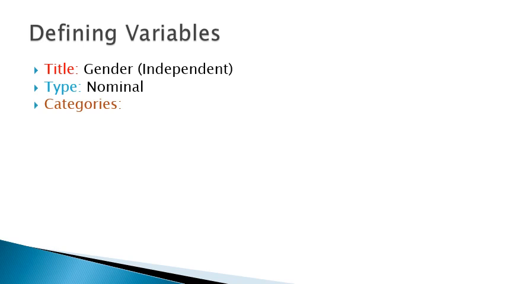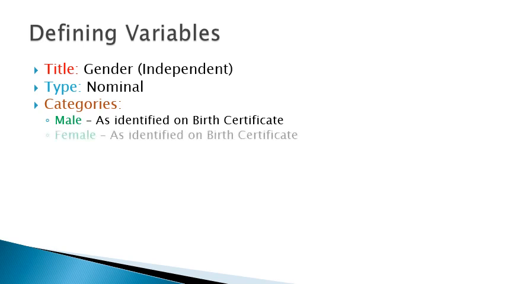All right, because it is a nominal variable, the next thing I need to explain is what are the categories. So I am going to have gender listed as male, and the way I'm going to define male is as identified on the birth certificate. And then I'm going to have another category called female, and it's going to be identified as what was on the birth certificate. Now I can change that. I can make it male, female, and other. I can make it 12 different categories. If you look at things like the Department of Health and Human Services, they have many, many categories here.